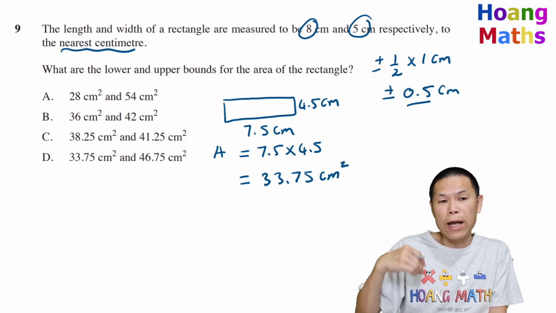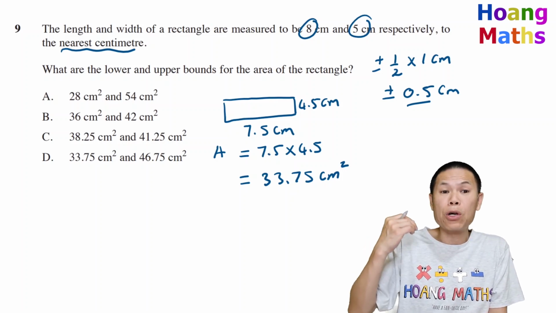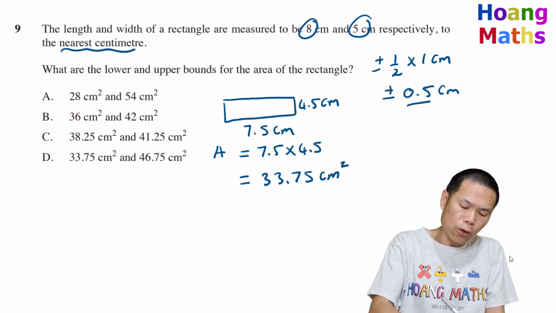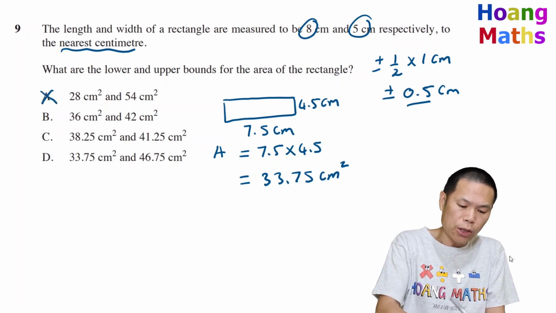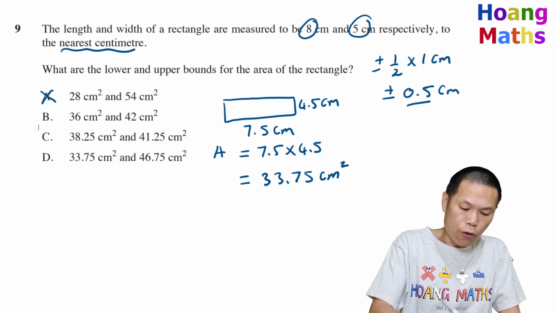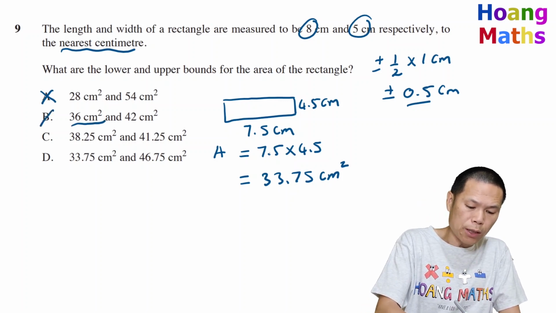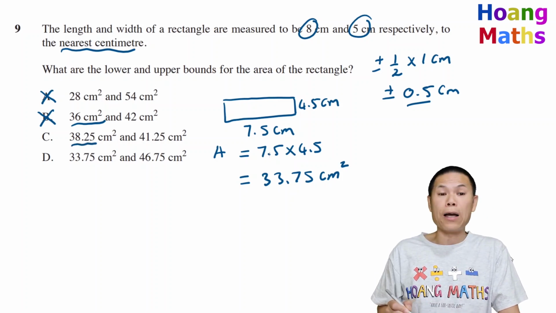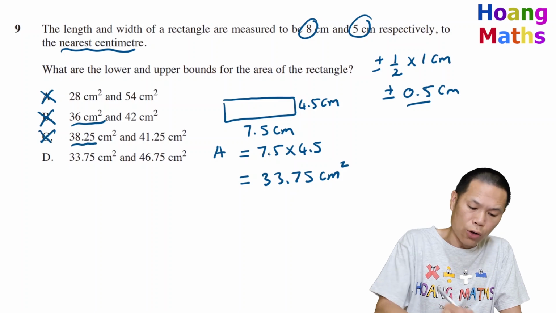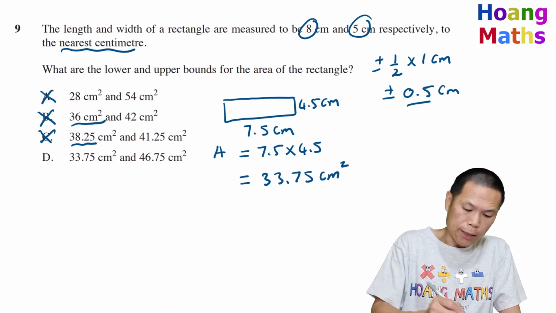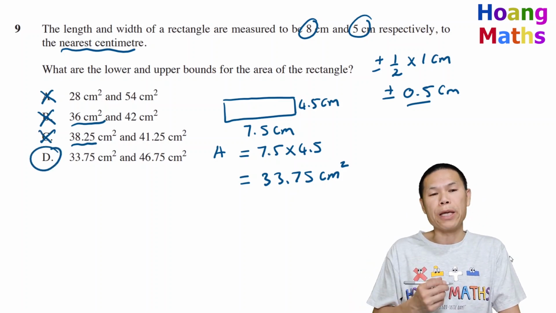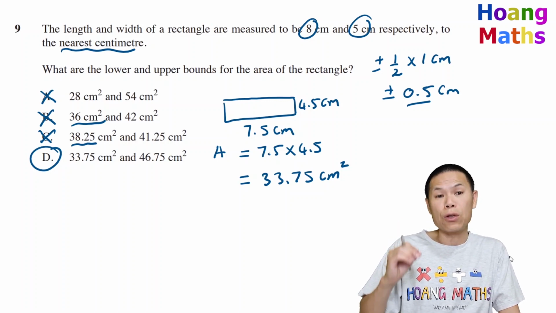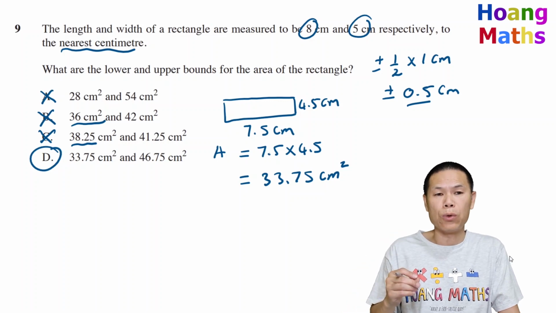Of course, we can work out upper bounds as well. But because it's multiple choice, let's see if we got the answer already. For A, the lower bound is 28 square centimeters, we can't have that. For B, 36 square centimeters, that is wrong. For C, 38.25 square centimeters, that's wrong. So the only option now is D. We can stop here because it's multiple choice. Otherwise, we need to work out the area of the rectangle for the upper bound as well. Okay, keep that in mind.